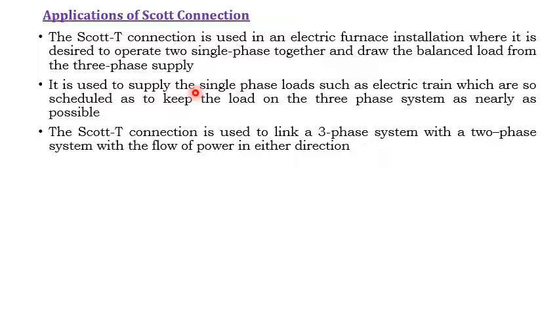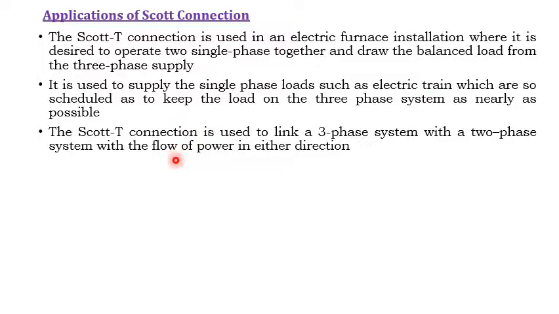The second application is that it is used to supply single phase loads such as electric trains, which are so scheduled as to keep the load on the three phase system as nearly balanced as possible. In the case of an electric train, a two-phase supply is required, so we draw the two-phase supply by phase conversion, three-phase to two-phase conversion, by Scott connection.